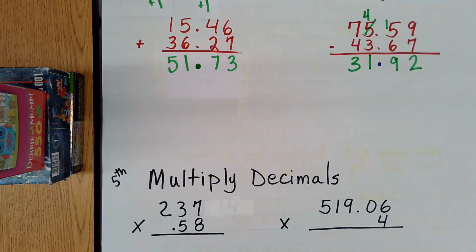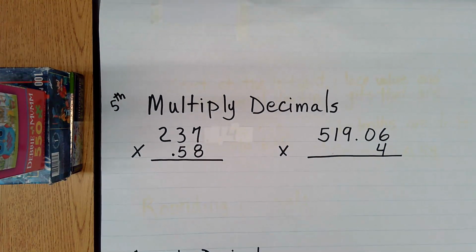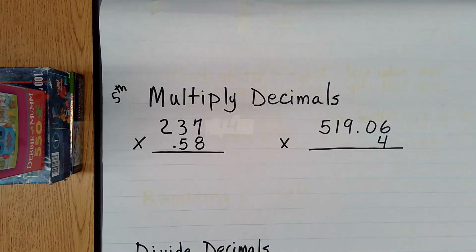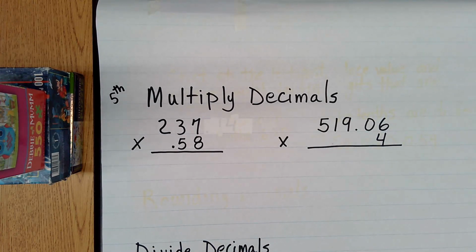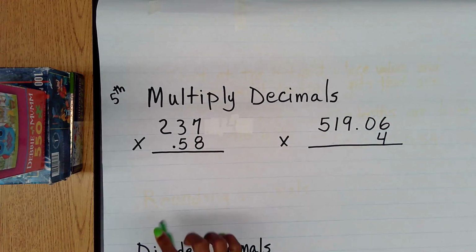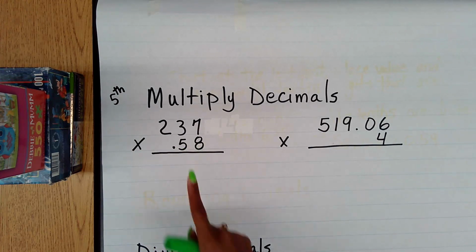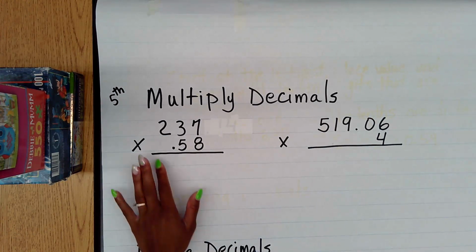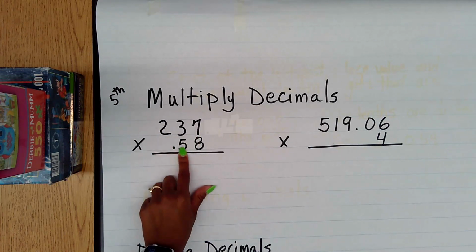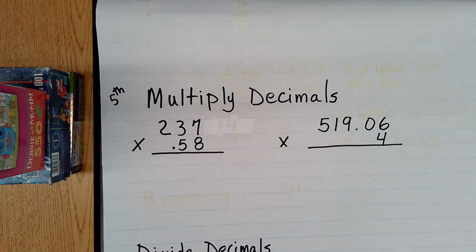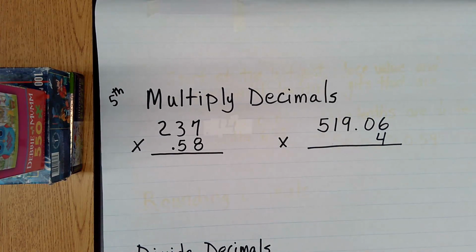After we have worked on adding and subtracting decimals, we move on to multiplying our decimals. When we multiply decimals, we work with the traditional algorithm that students are familiar with from when we worked on it with whole numbers. In our first example, I have 237 times 58 hundredths. So I have this set up with my 3-digit number on top, my 2-digit number on the bottom. Notice there are not any decimal points to line up like when we're adding and subtracting decimals. That is not necessary when we are multiplying them.